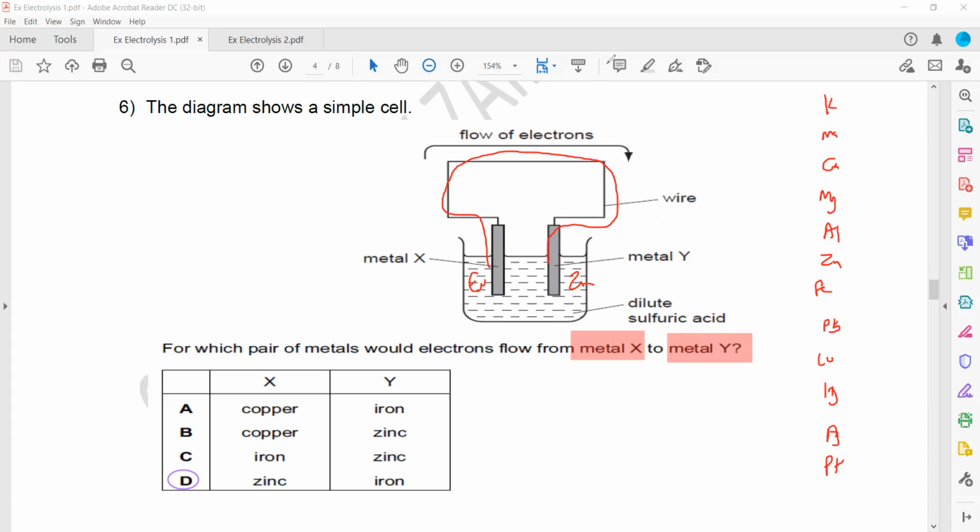Iron and zinc, so when you check iron, Fe, and zinc, zinc is more reactive. Again, the electron moves from zinc to iron, so it will be Y from X. But the last option, when we take metal X as zinc and metal Y as iron, it will move from zinc to iron. That's why D is the right answer.